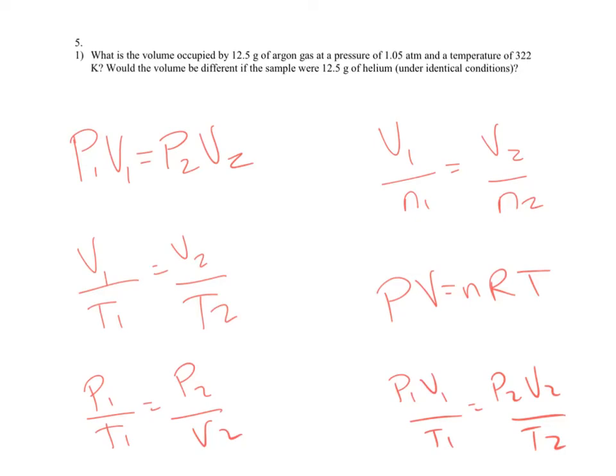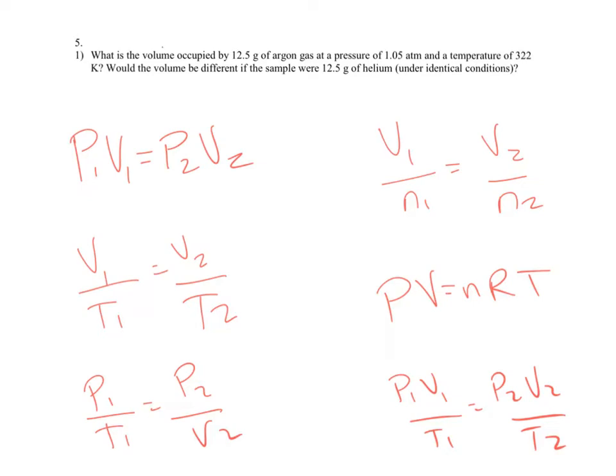Hi there. Okay, let's solve question 5 from the homework. What is the volume occupied by 12.5 grams of argon gas at this pressure and temperature? All right, let's take a look and see what's given in the question and what they're asking for.